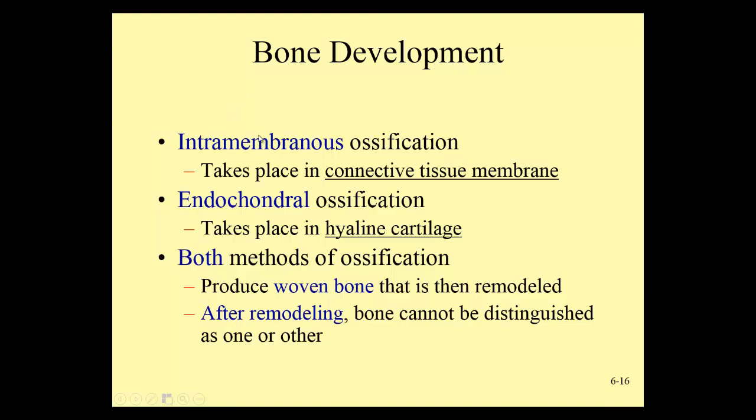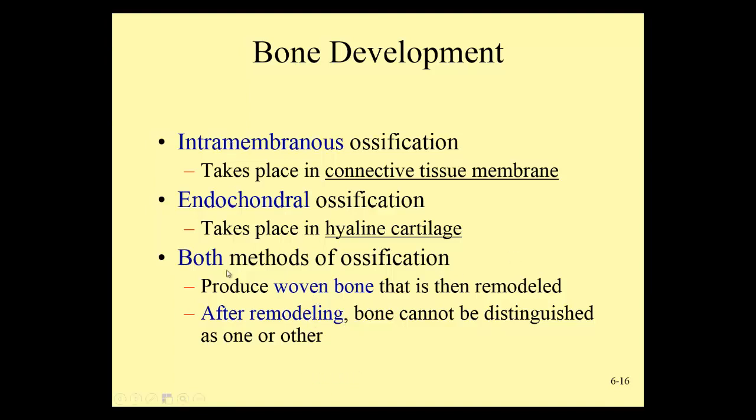So if you look at just the terminology for each of these types of development, intramembranous means inside a membrane, endochondral means within cartilage. So chondra is that prefix that we said refers to cartilage. So it's very important for the test you understand the starting material for each of these types of ossification. But the ending material is bone that we cannot distinguish one from the other. Whether it developed from intramembranous ossification or endochondral, the bone is the same.